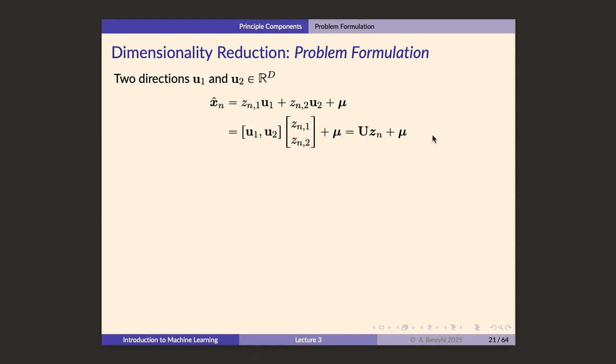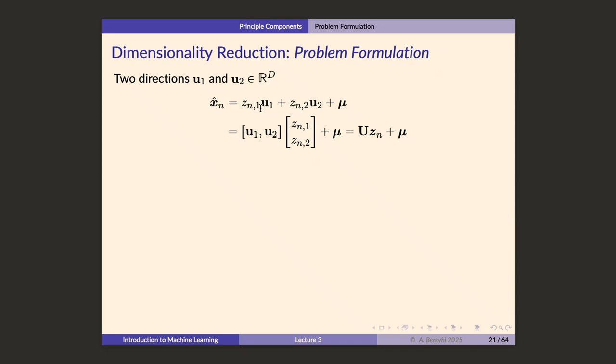Or in general, if I have a d-dimensional point x in d-dimensional space, then I have 2 vectors, u1 and u2. I, of course, do have one bias because not necessarily is my plane passing through the origin. And what I'm going to do is multiply every single z with its corresponding direction and add it up to the bias. This is going to give me 1 point on the plane.